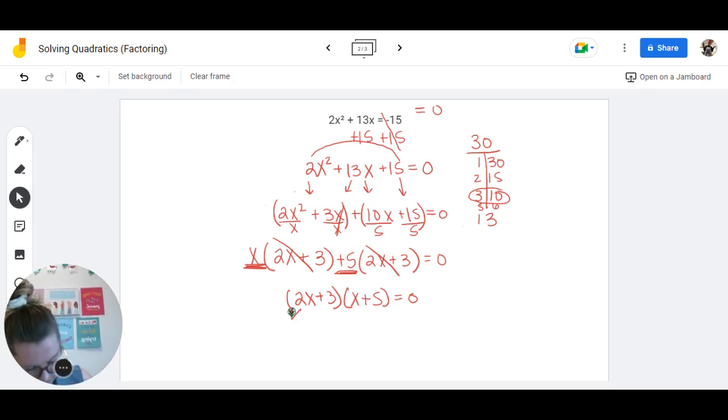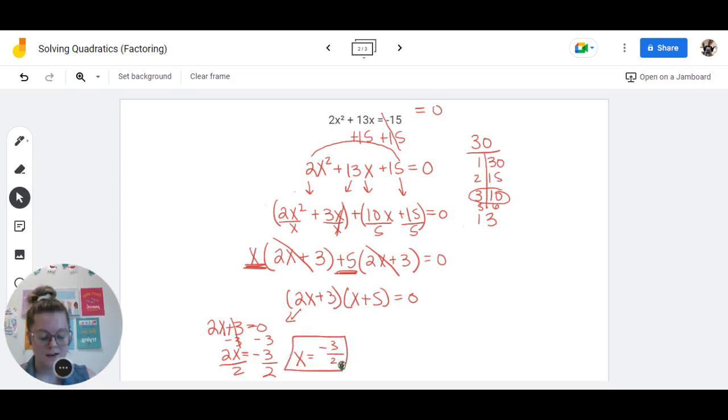So this first one, I'm going to set 2x plus 3 equal to 0. Remember, we are going to subtract first, so take away 3 from both sides. 2x is equal to negative 3. Divide by 2, divide by 2. So my x value is equal to negative 3 over 2, and we can leave it just like that as a fraction.